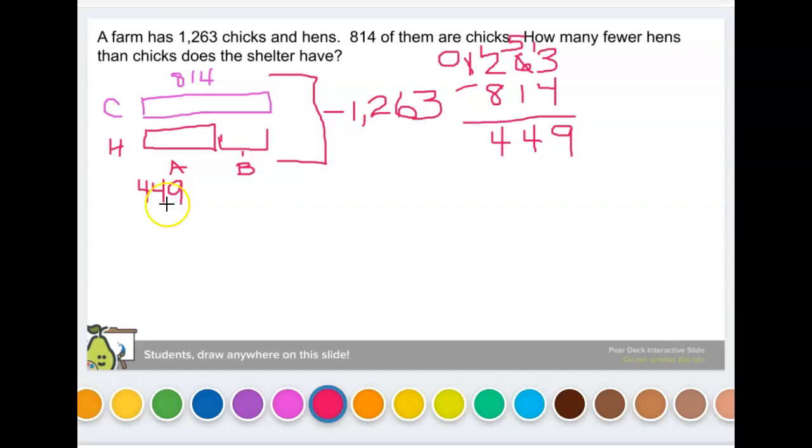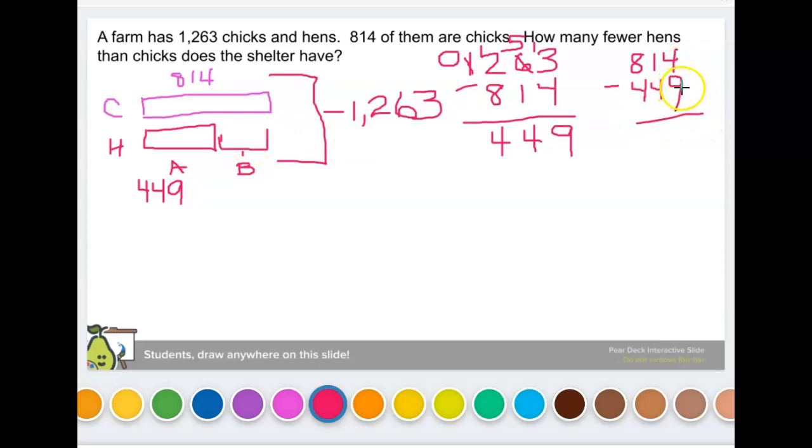Okay, 449 hens. Now it wants to know how many fewer hens I have than chicks. So it's looking for the difference between those two numbers. When I'm comparing, I'm doing subtraction. So 814, I'm comparing it to the 449 to find the difference. That's going to tell me this space right here.